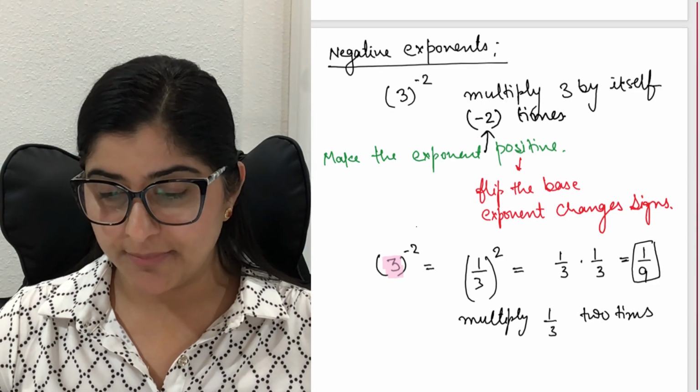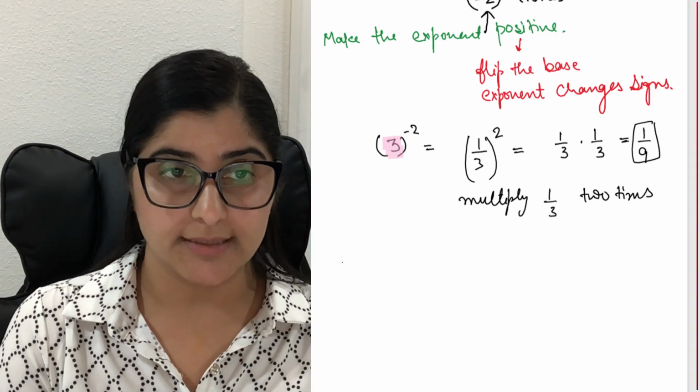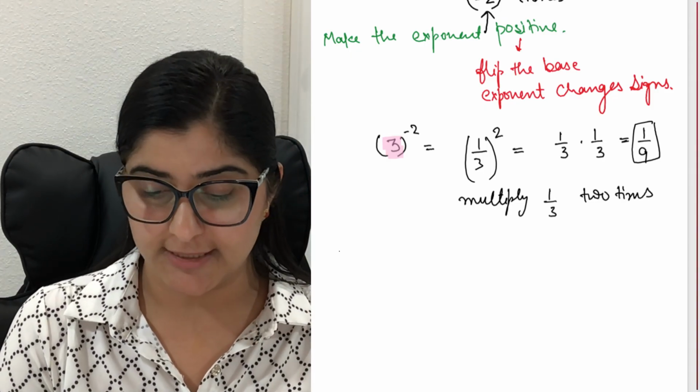Let's do one more example where we will be given a negative exponent and we will turn the negative exponent into a positive exponent.